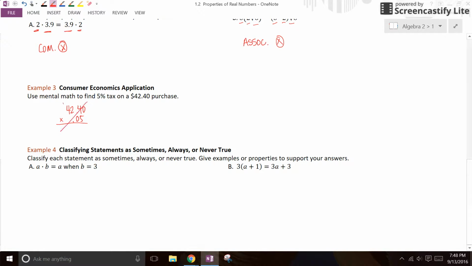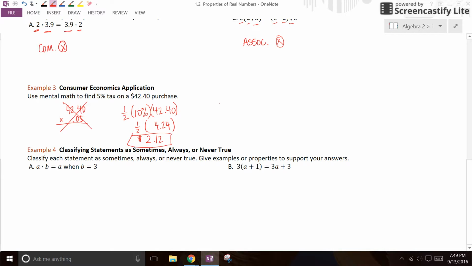But if you have some number sense, you know that 5% is half of 10%, and you know that taking 10% of something is pretty darn easy, right? Because if I want to take 10% of 42.40, that's just $4.24, right? That's 10% of that. And now I can cut that in half. And you know why that is? That's the associative property right there saying, hey, I don't care how you group them because it's multiplication. So now I take half of $4.24. That's $2.12. There is your answer.